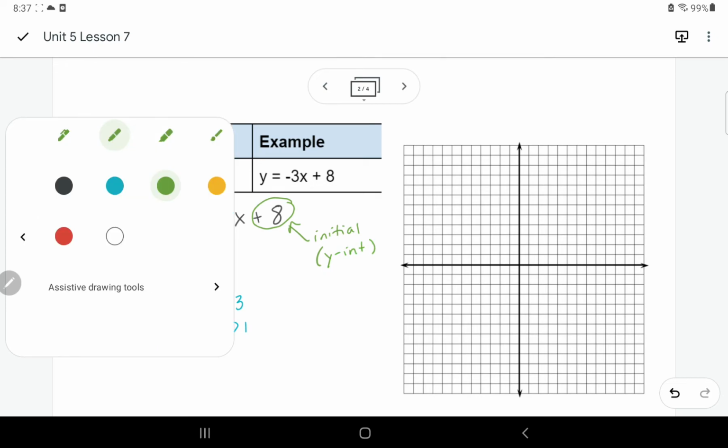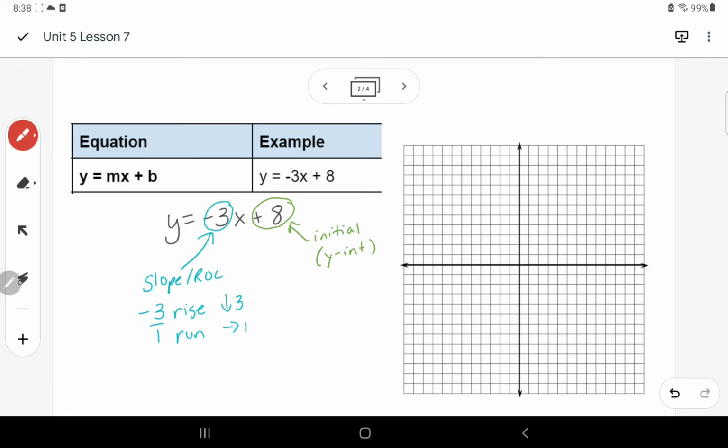So to graph this, first I start at my initial, so I'm going to go up to a positive 8 in the y direction. That's my starting point. And then I'm going to make my rate triangle, counting down 3 over 1, and put another point. You can do this a few times, especially if you're worried about drawing it accurately enough.